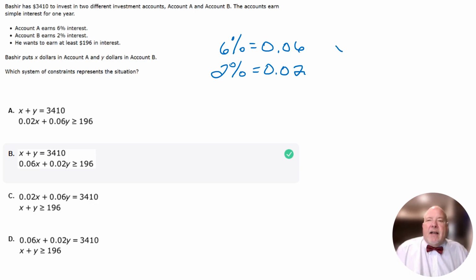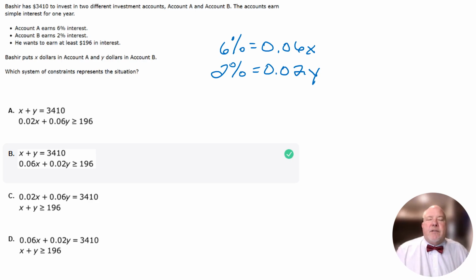So account A, if you want to find out how much interest he earned in that, you would take X, which is the amount in account A, and you would multiply that times the 0.06. So let me just put that over there. Let me get rid of this X here. And then for account B, the Y account, we would just multiply that by 0.02. So that tells you how much interest you earn in each of those.